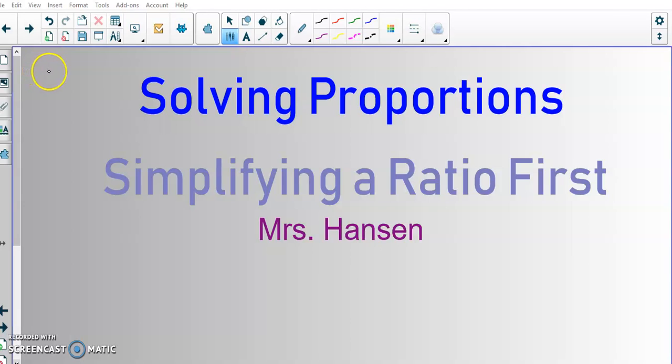Hi everyone, today is day 2 of solving proportions, and in order to solve these proportions we need to simplify a ratio first. Make sure you're taking notes and writing down all of the examples as I do them.